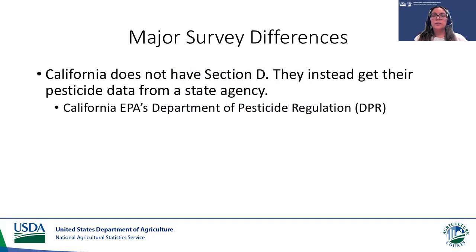So there's one major difference in the California survey. That would be the removal of Section D, which pertains to the pesticide section of the survey. Instead of the usual process, California gets the pesticide data from a state source. In California, the pesticide data is taken from the California EPA's Department of Pesticide Regulation.